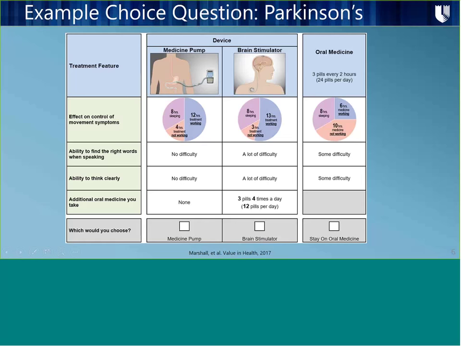As I said before, the pattern of choices as people see different alternatives across questions is what tells us how important each of the features and changes across alternatives in each of the features are.